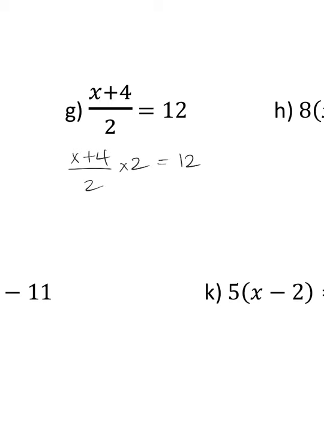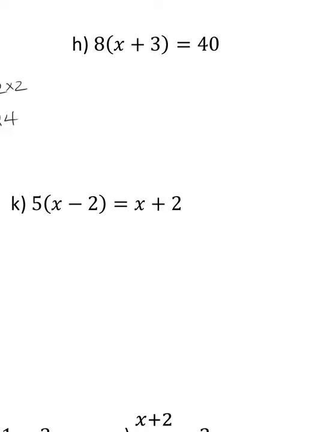And whatever I do to my left-hand side, I have to do to my right-hand side. So right here, my left-hand side 2's, those are going to cancel. That leaves me with x plus 4, and 12 times 2 is 24. Okay, and now if I'm looking here, I have to work backwards. So if I'm adding 4 on this side, I have to subtract it to get rid of it. And 24 minus 4 is 20. Okay, so that's that fraction question.